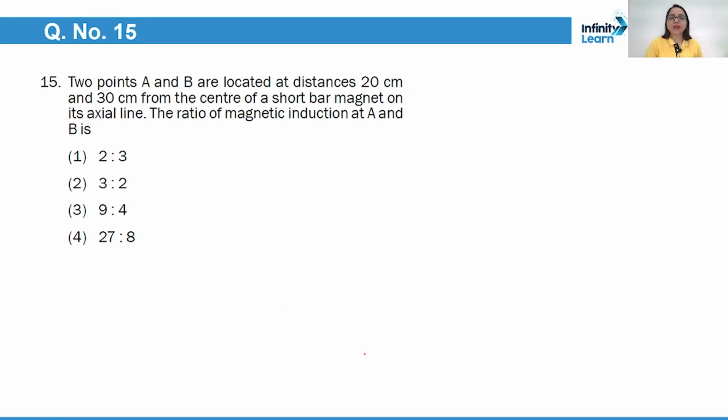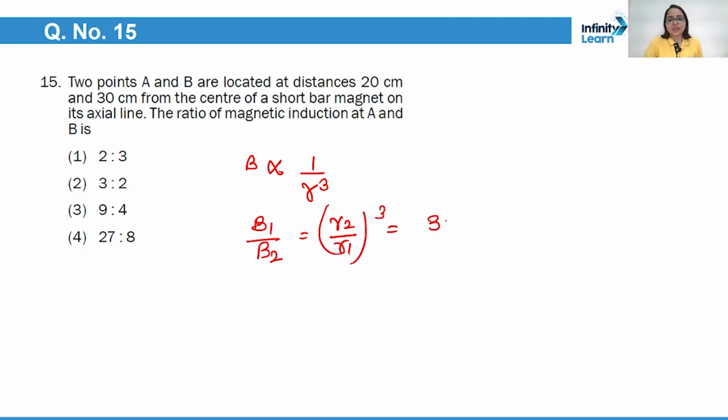Question number 15. We have 2 points A and B located at distances 20 centimeter and 30 centimeter from the center of a short bar magnet on its axial line. The ratio of magnetic induction at A and B is. So magnetic induction is inversely proportional to R cube. So you can write B1 upon B2 is equal to R2 upon R1 whole cube, right? So it will be R2 is 30 divided by R1 is 20 centimeter whole cube. So it will be 27 divided by 8. So the ratio is option 4, 27 is to 8. The correct answer is option 4.